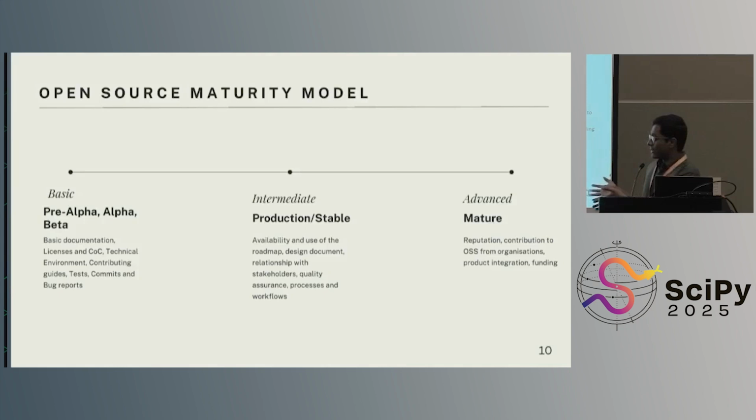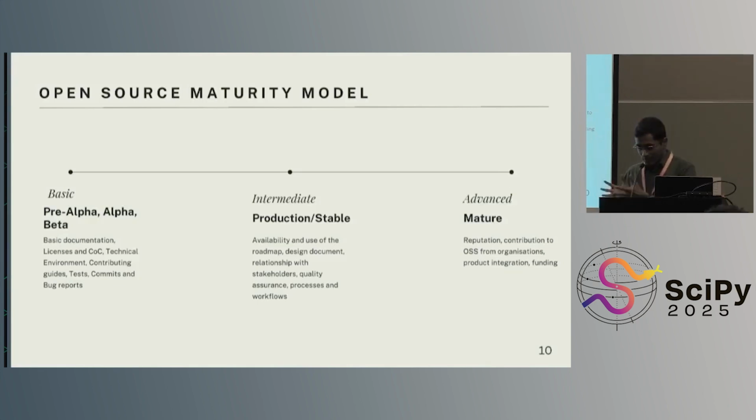If you move to the intermediate level, that means you have already accomplished what is in the basic level, and you have these other things which are here. These are mostly the availability of a roadmap, a design document which lays out how your project works on a technical level, and relationships with stakeholders. These stakeholders could be funders, or people from organizations who are involved in the project and contributing to it.